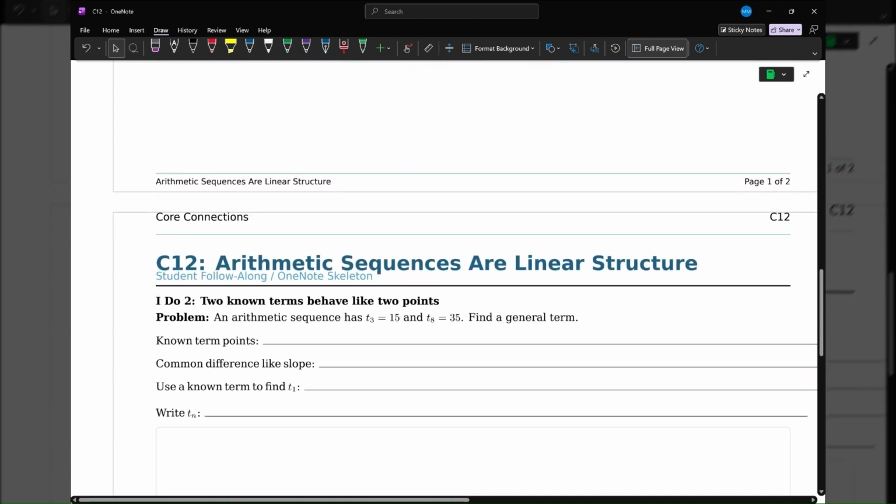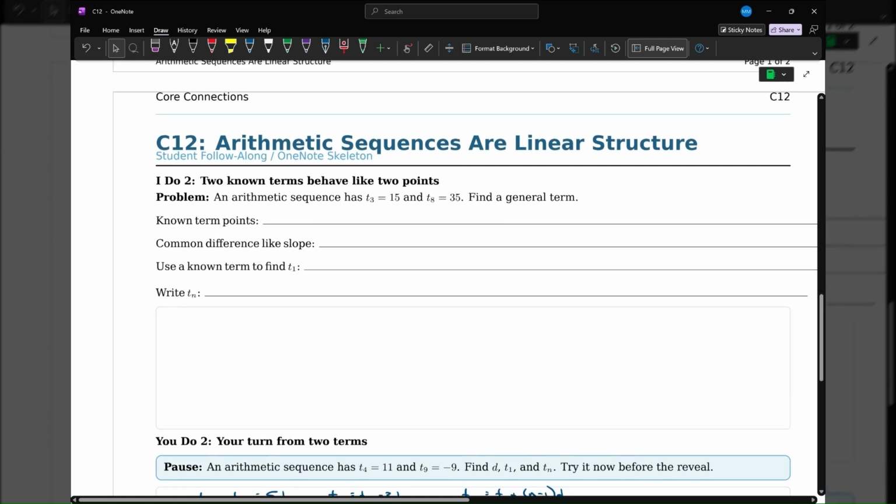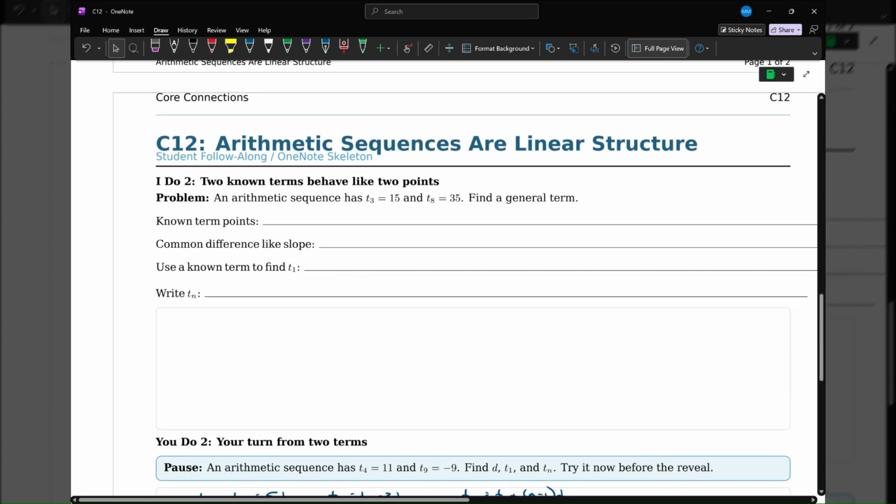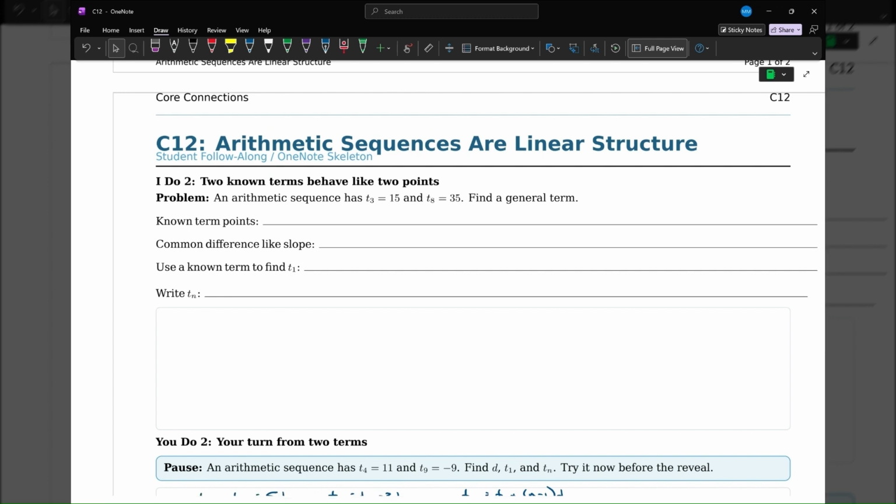If I take a look at this one, 2 known terms behave like 2 points. So the problem here is an arithmetic sequence has term 3 is 15 and term 8 is 35. Find a general term. Now, first, the fact that they told us it's arithmetic is huge because we don't need to worry about it being possibly geometric or something else.